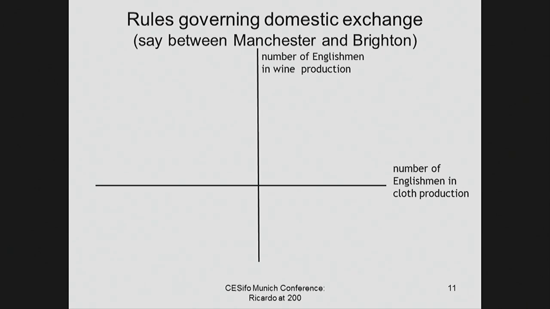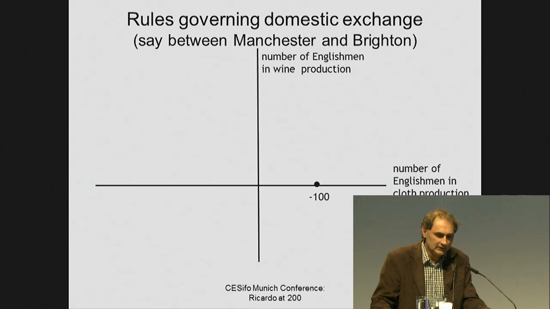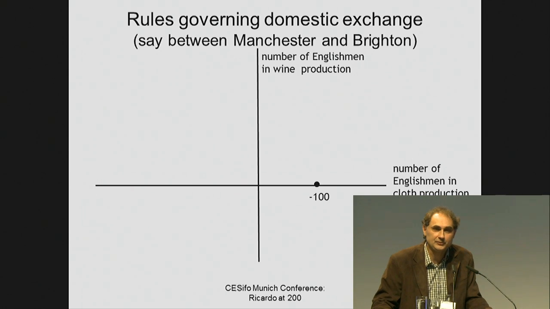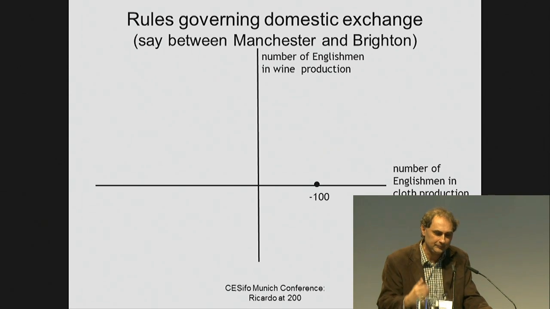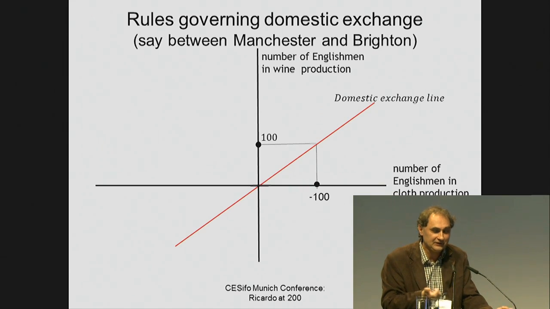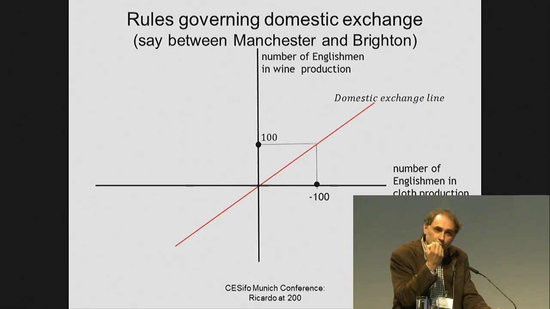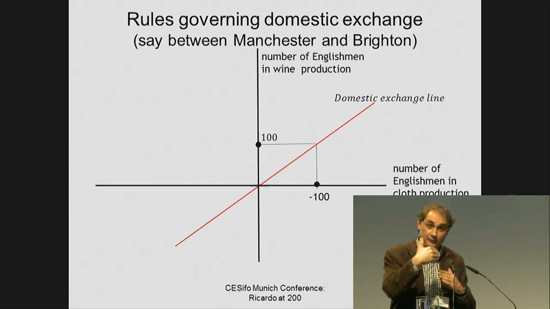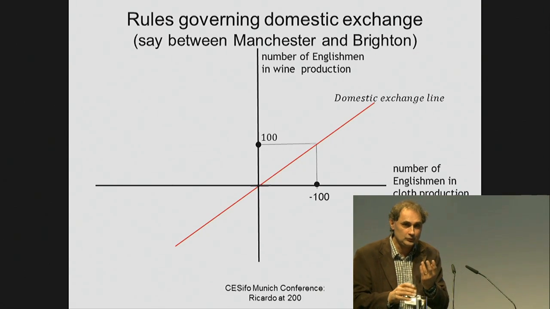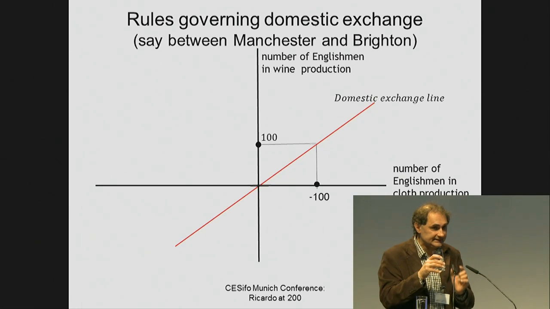Now, can we look at that in a graph? I'm pushing you a little bit in terms of a graphical framework. We think about trade within England, between Manchester and Brighton. He looked at the number of Englishmen in cloth production. You put 100 workers into cloth production, so you tie up 100 workers in cloth. If you want to put more into wine production, you can't just put the same 100 workers in wine production. The exchange is 100 Englishmen for 100 Englishmen. These are the rules governing domestic exchange. This is important because domestic exchange is our criterion for seeing in what way international trade is beneficial and also differs from domestic trade.